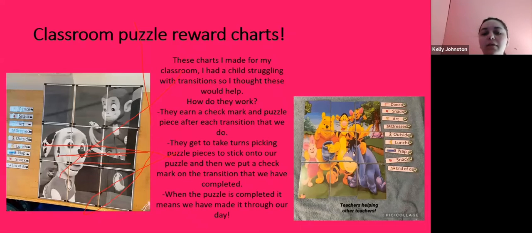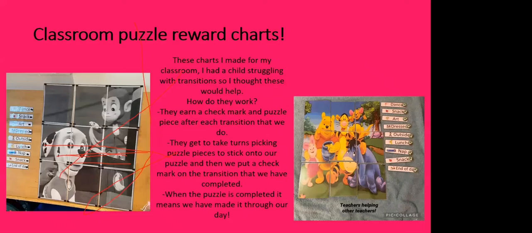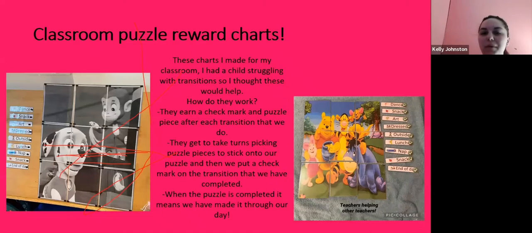When the puzzle is completed, it means it's the end of the day. It's time to go home. So we did start our day with dance. So after dance was finished, we would put a green check mark on top. These all have magnets. So it just sticks by a magnet. So the puzzle on the left-hand side is from Paw Patrol. It's Marshall and the monkey. And the puzzle on the right-hand side is Winnie the Pooh.